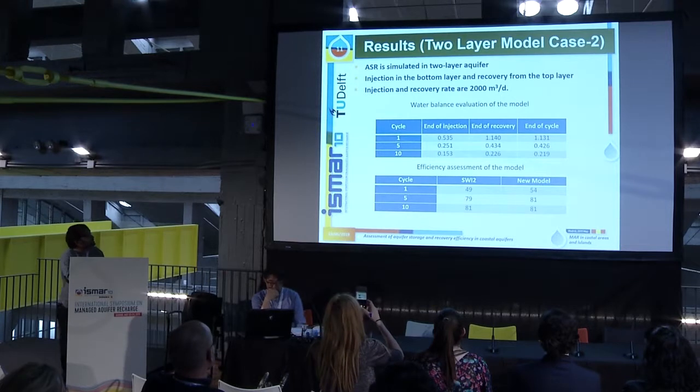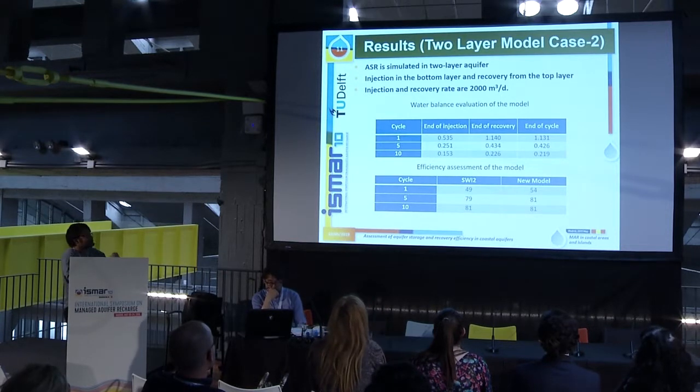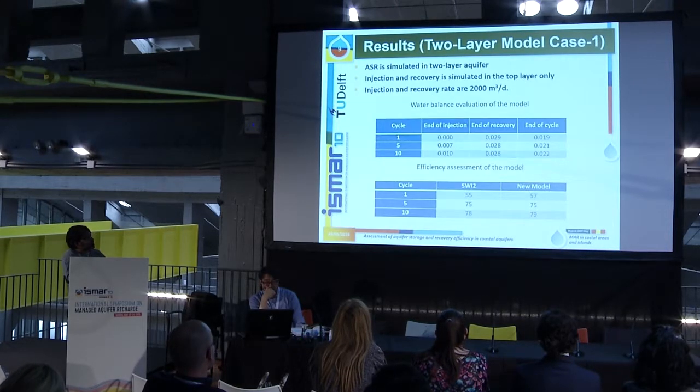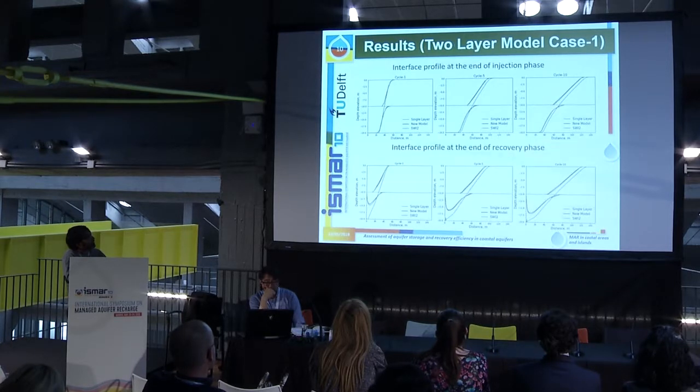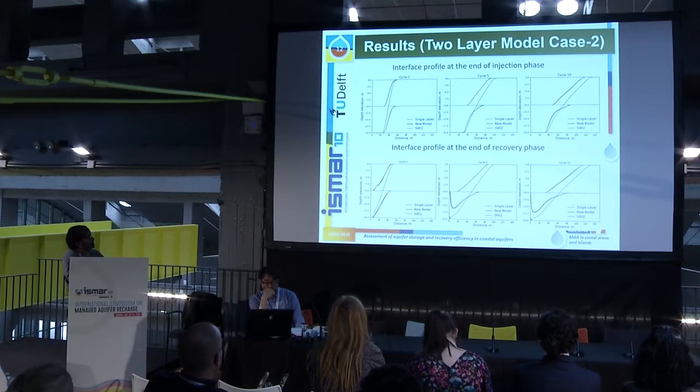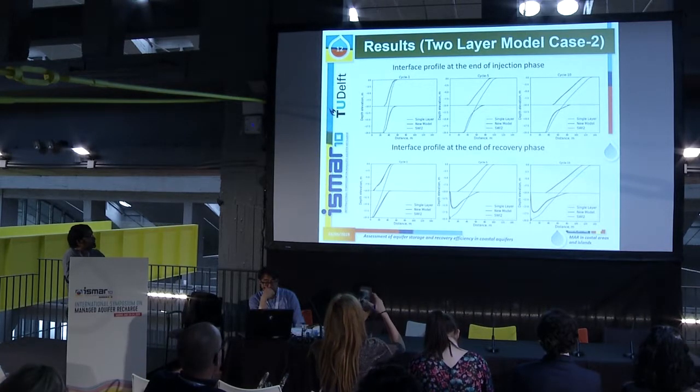In the third case, we actually injected water at the bottom of the aquifer and recovered from the top. So in this case, we actually increased the recovery efficiency up to 81%, which is better than the previous one. And the results you can see, this is also superimposed with the single layer model. So in this case, we are also increasing the recovery efficiency a bit more.